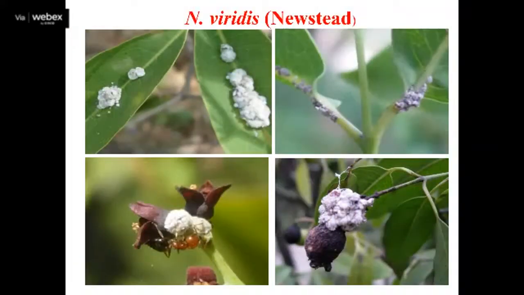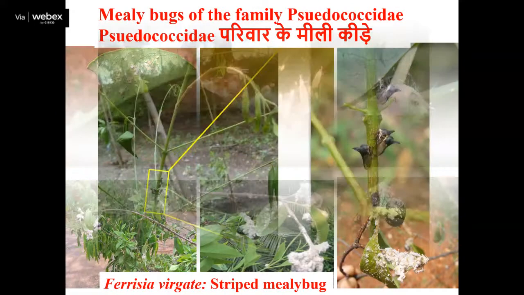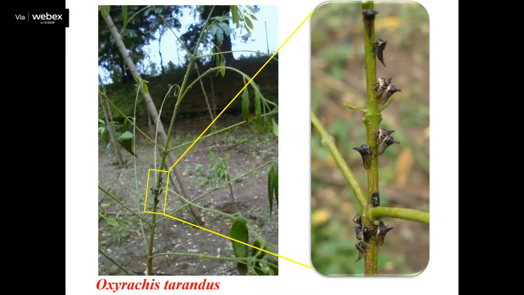Now sometimes it comes mainly in the summer season and attacks almost all parts of the plants. This also mainly comes in summertime. Now you see why these insects are a little bit dangerous, because they drain the sap. They drain the sap and make the plant wither.